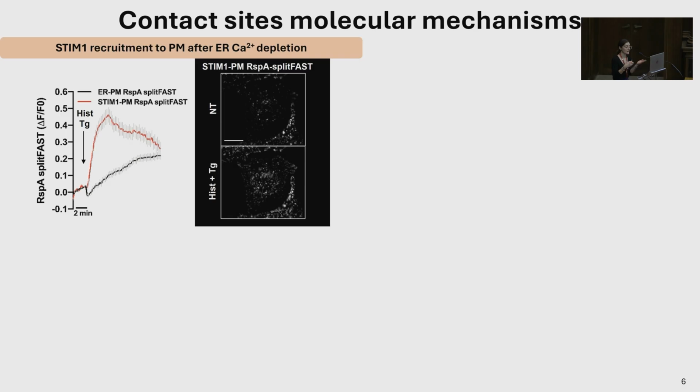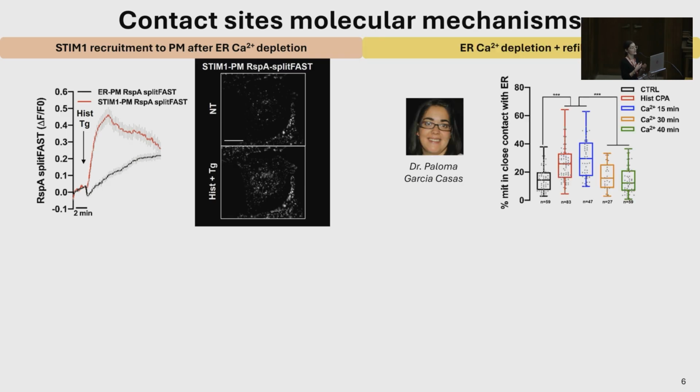And so we use this system to visualize mechanisms also at ER mitochondria contact sites. And my colleague, Dr. Paloma Garcia Casas, who worked with me on this project, demonstrated that upon ER calcium depletion, you not only have an increase in contacts between ER and plasma membrane, but also between ER and the mitochondria. And that this increase is transient, because when you have a refilling of the stores, you can get back to the physiological extent of the contacts.